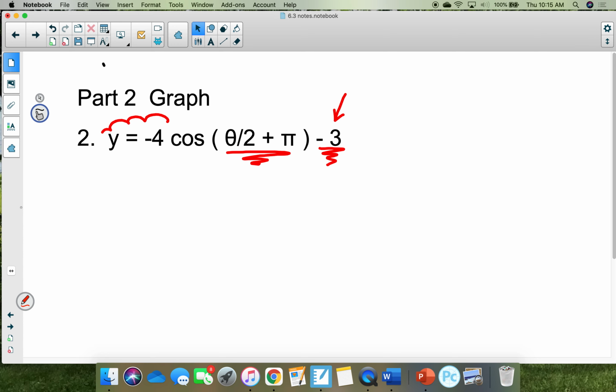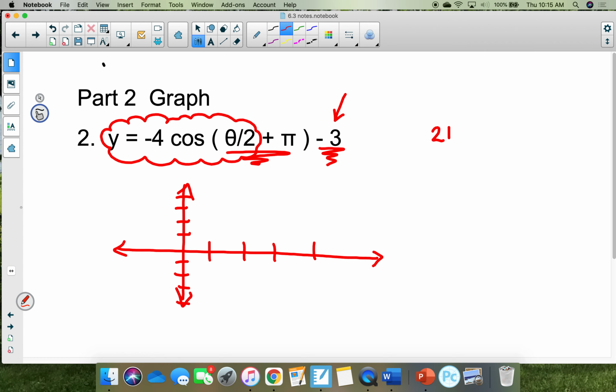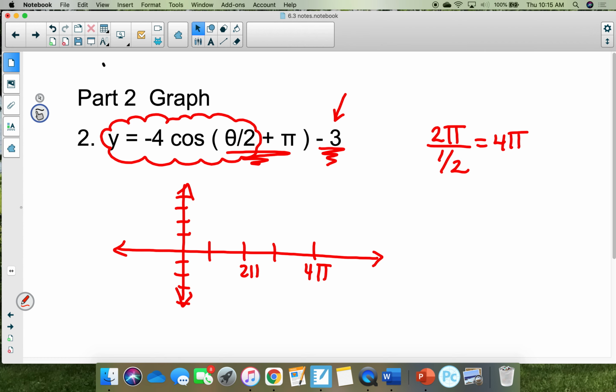The first thing you're going to do is you're going to bubble in what we would have done in 6.2 and make that graph. You're going to go up 4, and you're going to go down 4. And 2 pi divided by k is the period, and it's 2 pi divided by a half, which ends up being 4 pi for my last slash. This is 2 pi, this is 1 pi, this is 3 pi. And I'm going to graph that.